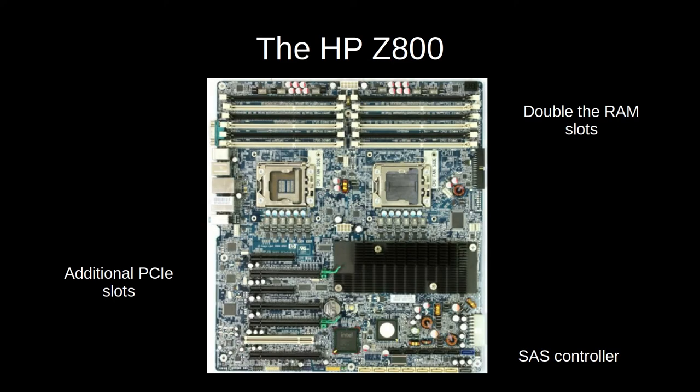So for me, the Z800 only had the advantage of it had more PCIe slots, and it also has a SAS1 controller on the motherboard. Now, the SAS1 controller isn't really a benefit to me because it's no quicker than SATA 3 gigabits a second. I do use SAS drives, so it would have been helpful to have a SAS controller. However, I have SAS controllers that I can put in the PCI slots if I need to.